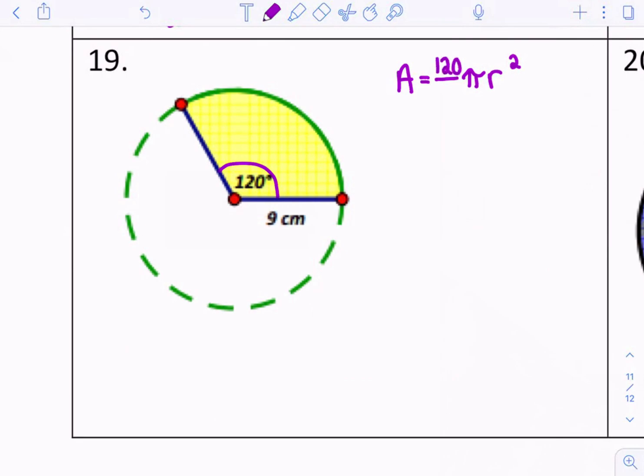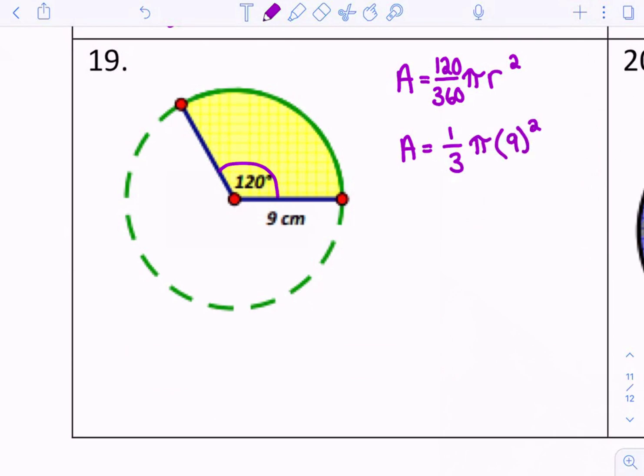So that's 120 divided by 360. We could reduce that. If you knew how to reduce it, you could easily do that in the calculator, or you could just write 120 over 360. That's the fractional amount. So when you reduce it, what do you get? A third. And it does look like a third of the circle. A third of pi times the radius squared.